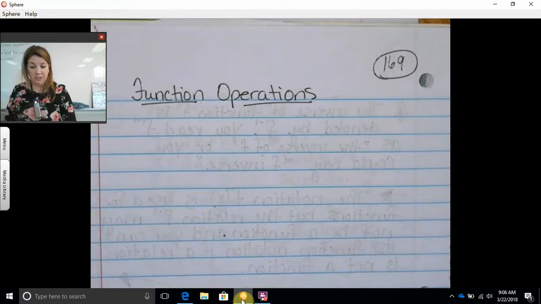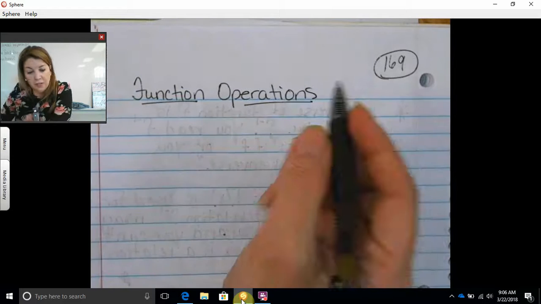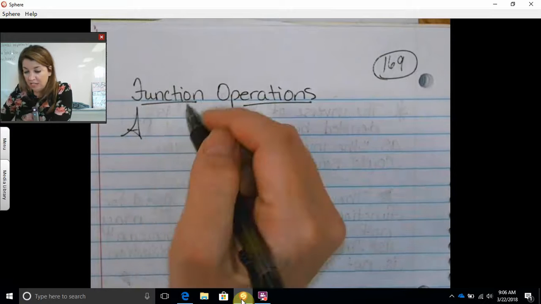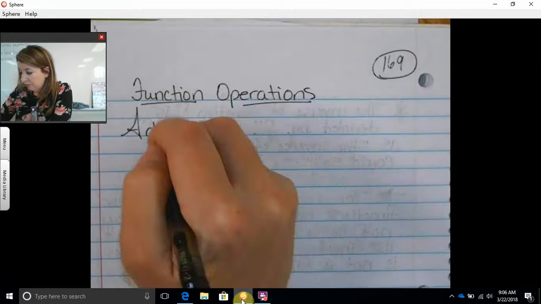So basically what I'm going to teach you how to do today is add functions, subtract functions, multiply functions, divide functions, and it's actually pretty easy. So hopefully you'll think the same thing. So the first thing we're going to do, we're going to talk about adding and subtracting functions.